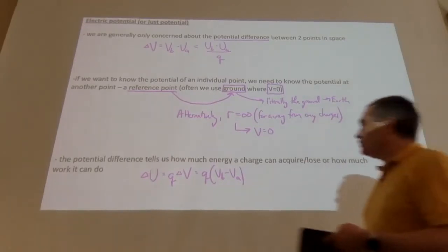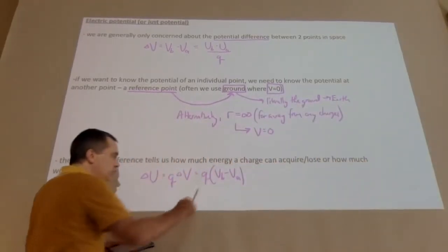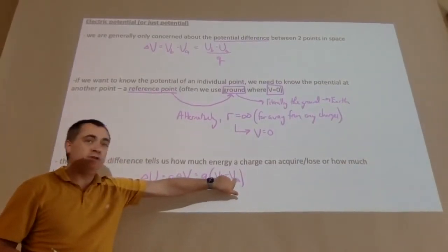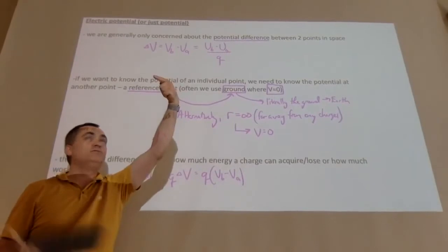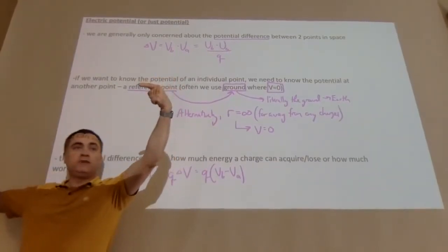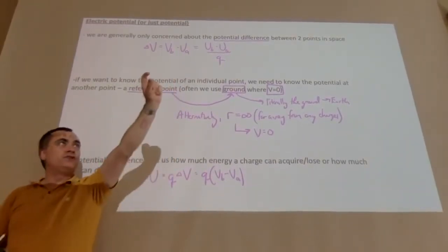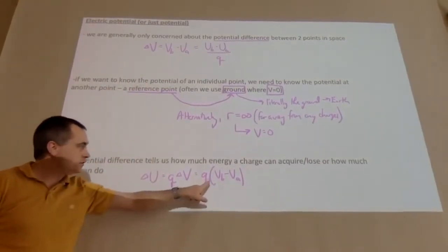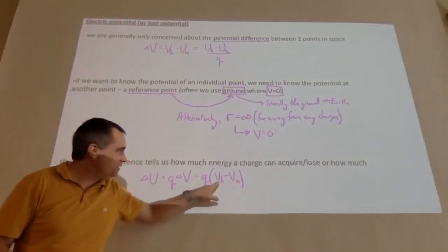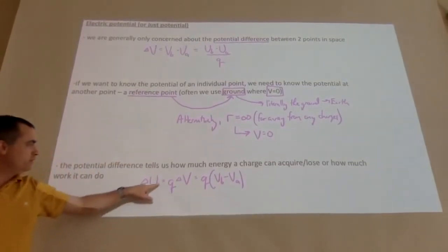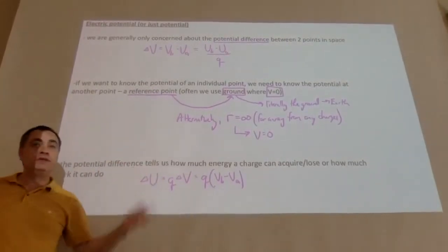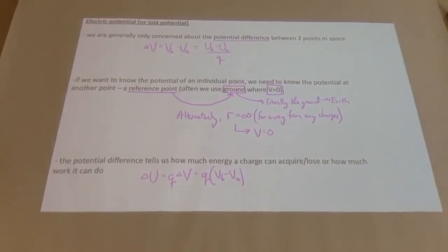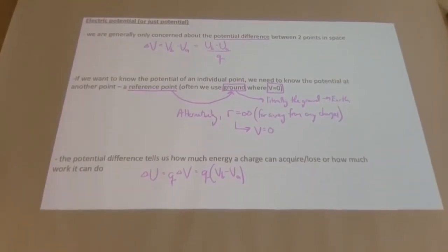So reading through this equation, if I have a charge Q, and there are two points where I know the potential, maybe I know the potential here, and I know the potential here, okay? If the charge moves from one point to the other, and I know the value of the charge and the difference in potential between those two points, this will tell me how much its potential energy increases or decreases as it moves between those two points, okay?